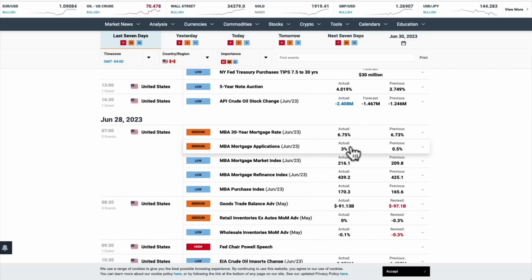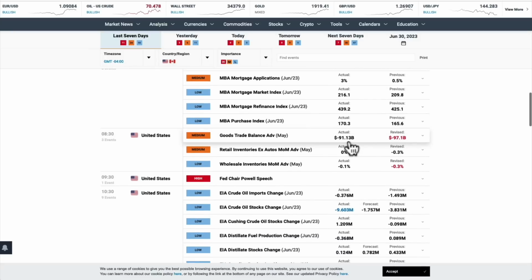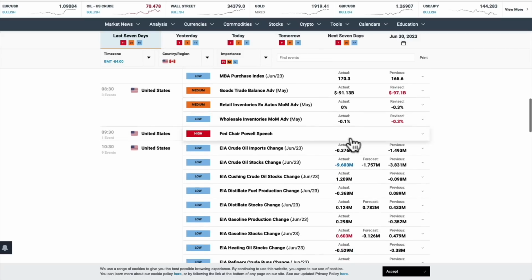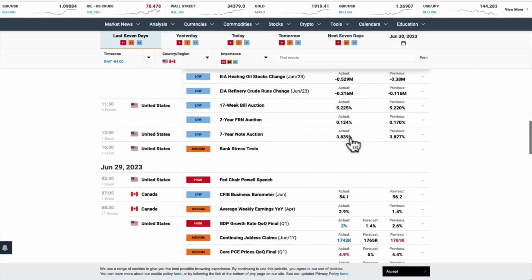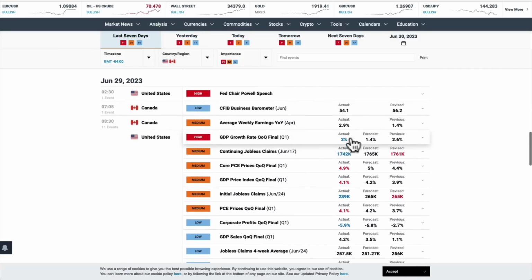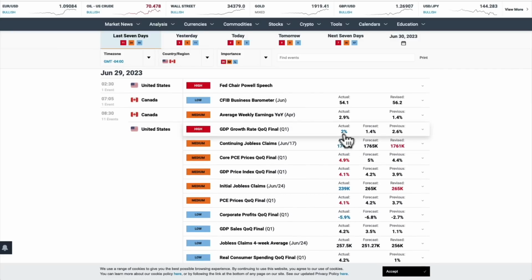Mortgage applications up 3%. The goods trade balance came in lower than expectation, lower than the previous number that was revised, negative 91. Let's keep going here. What have we got? GDP growth. This was huge, 2%.